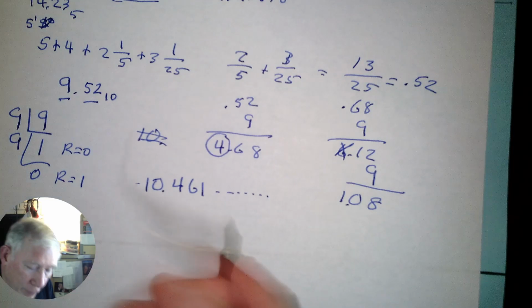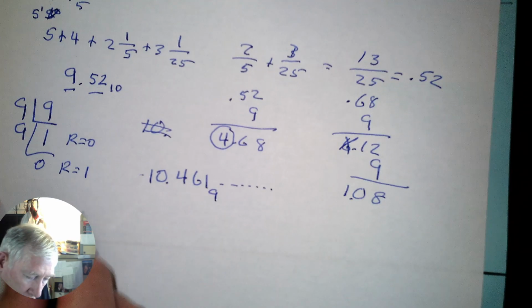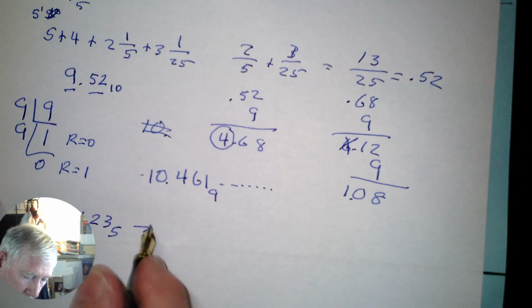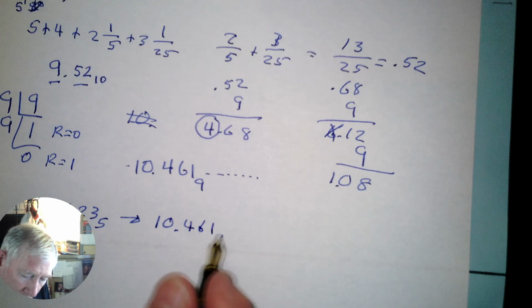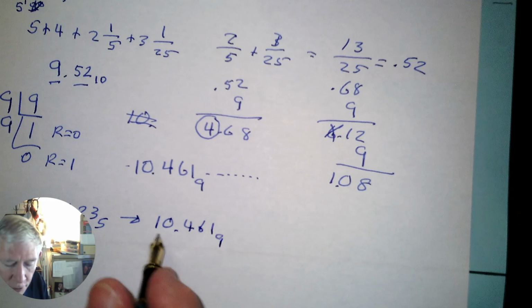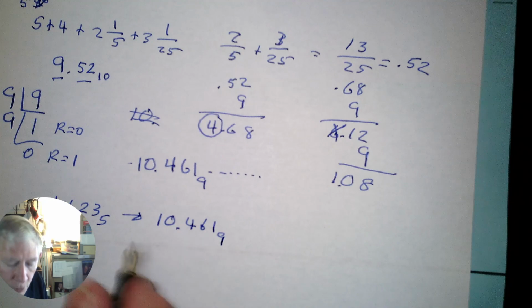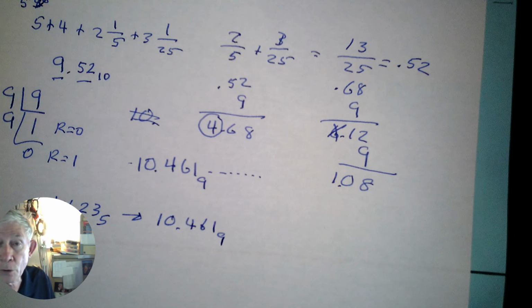And so this is base 9. Our final answer is 14.23 base 5 converts to 10.461 base 9. Now that's not really 10, that is actually 9, but we write 10 in base 9 to equal 9. Makes sense. Okay, so that's the conversion. And we had to go through decimal to do this because I can't do math in base 5. I can't do math in base 9.